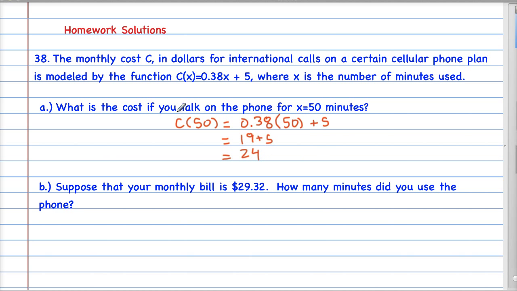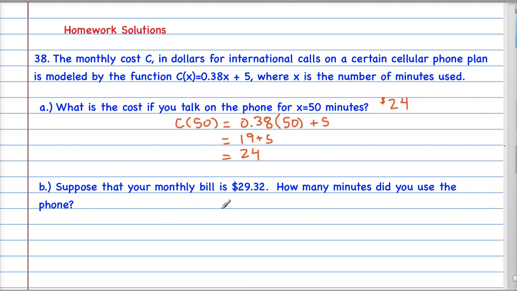And so remember, this is the value of the function, but what's the actual question asking? It's asking what's the cost. So when I evaluate this function, I get a numerical value, and I always have to translate that into whatever the question is asking. So I have to answer my question. It asks for cost, so this isn't just the number 24, it's the amount $24. So it would cost me $24 to talk for 50 minutes on an international call. Okay, so that is the answer to part A.